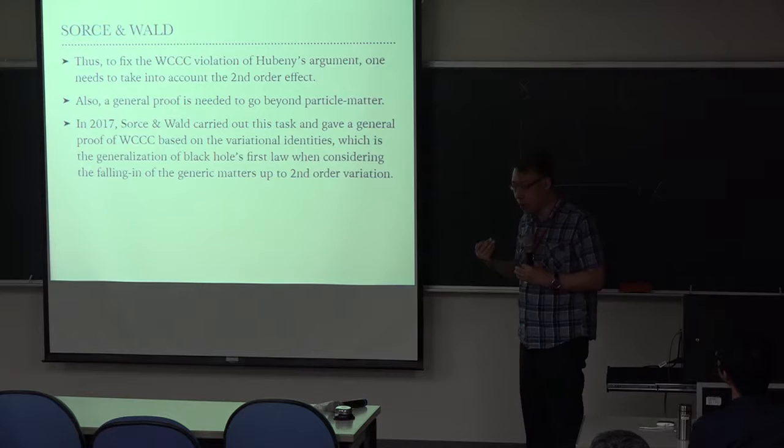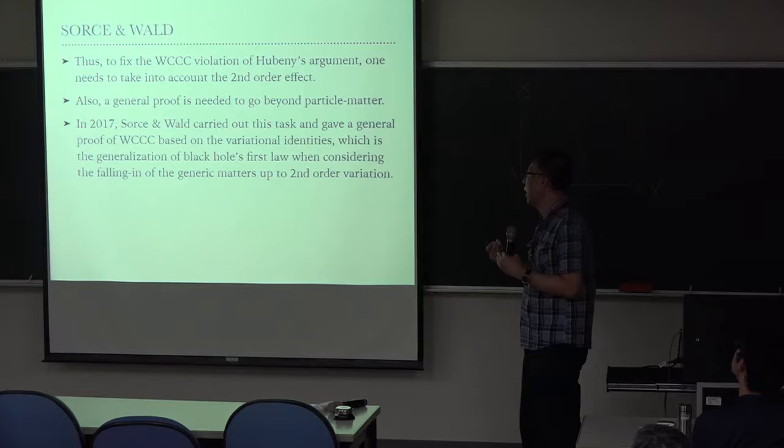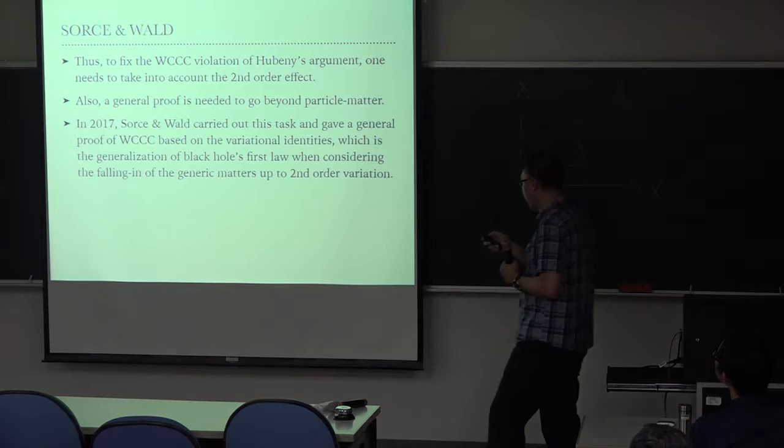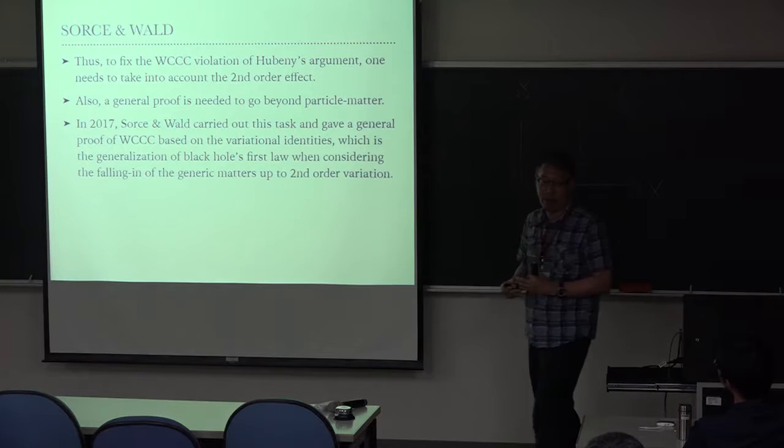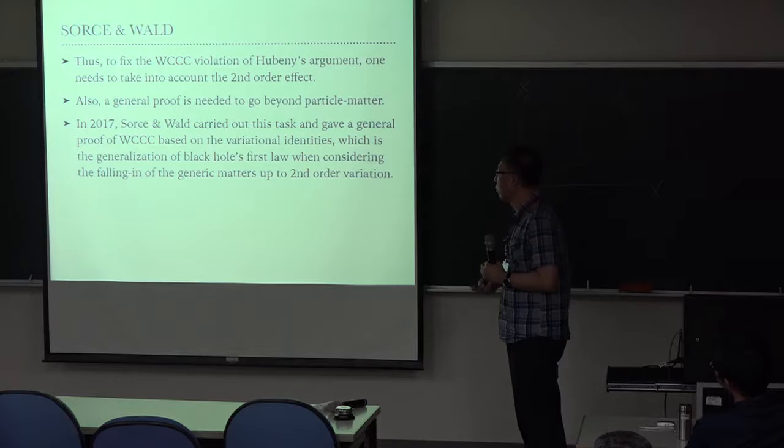So in some sense, in this kind of energy variation identity, you can find out how the mass, charge, and angular momentum are changed when you throw in the matter. Okay, so based on this kind of consideration, then they go to the second order and the final result. They find that there is no violation of the cosmic censorship, at least for Einstein-Maxwell gravity. Okay.